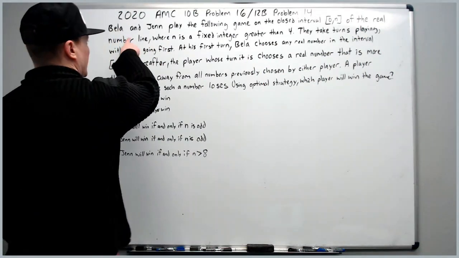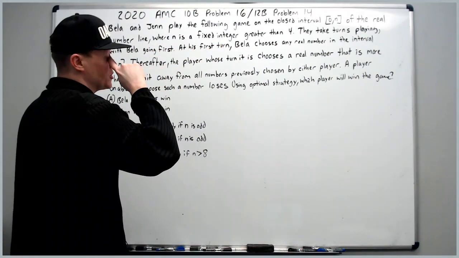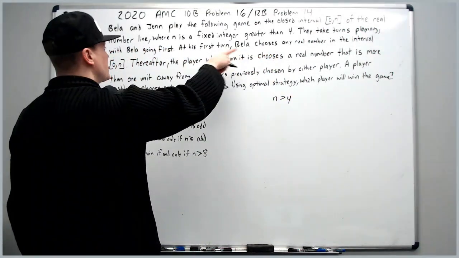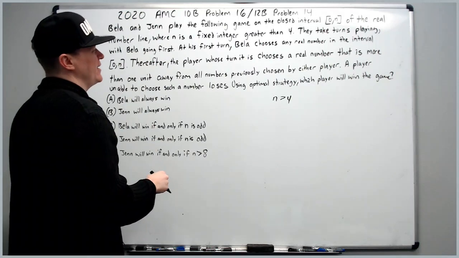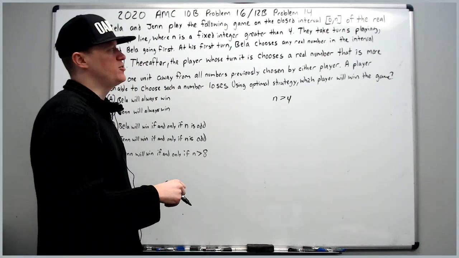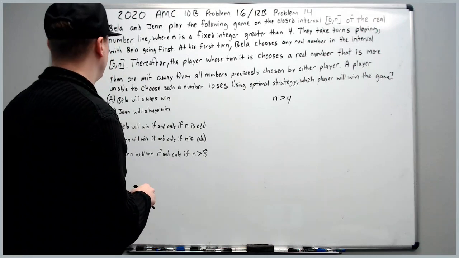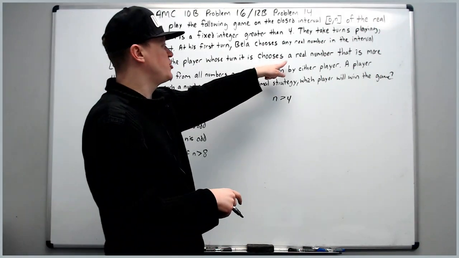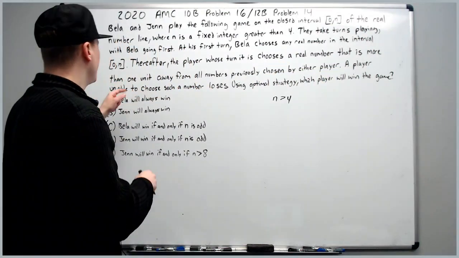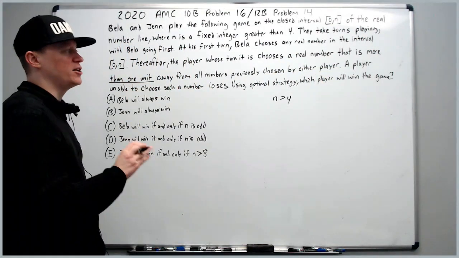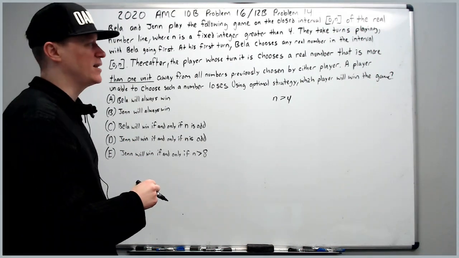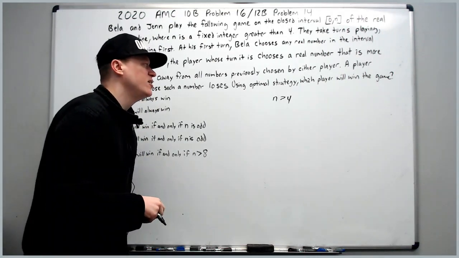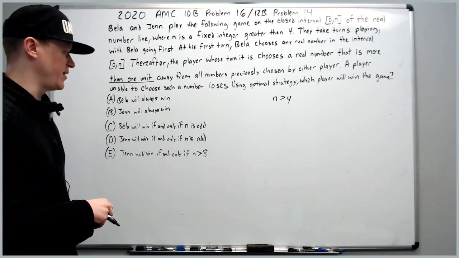Of the real number line where n is a fixed integer greater than 4, so n greater than 4, they take turns playing with Bella going first. At her first turn, Bella chooses any real number in the interval 0 to n. Thereafter, the player whose turn it is chooses a real number that is more than 1 unit away from all numbers previously chosen by either player. A player unable to choose such a number loses. Using optimal strategy, which player will win the game?